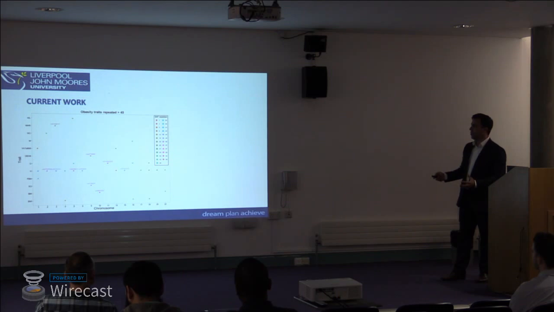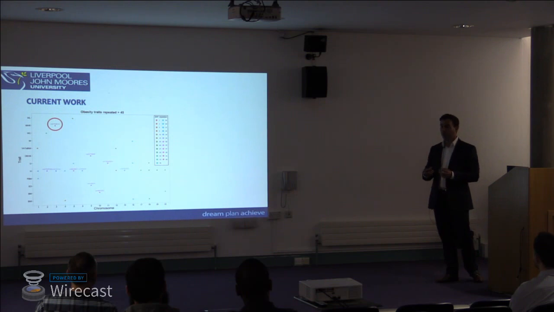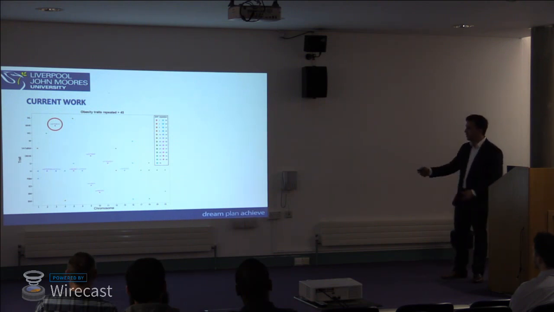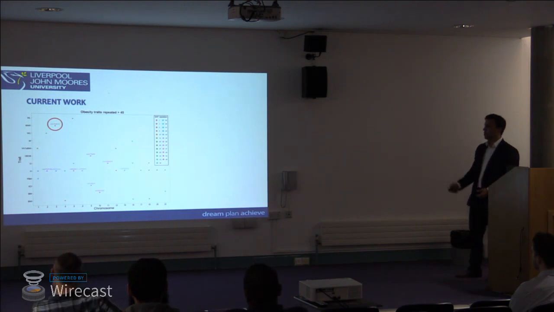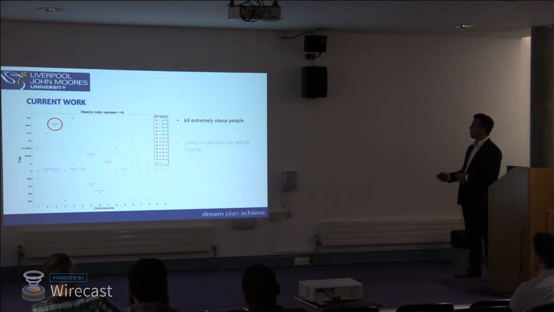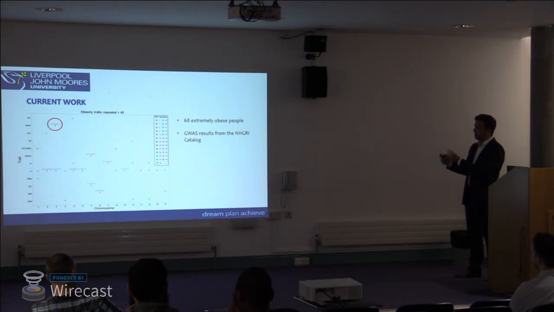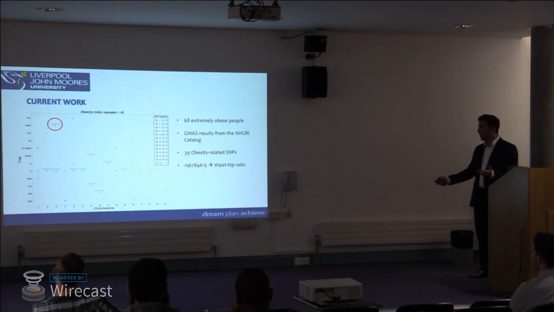So we managed to identify 39, but perhaps the most prominent was this one here in chromosome 3 that was associated to waist-to-hip ratio, a common way of measuring obesity. But we found others. We identified SNPs related to body mass, birth weight, eating disorders, fat body mass, and so on. Okay, so just as a summary, we analyzed 68 extremely obese profiles. We looked for SNPs in those profiles to see if they were indexed in the genome-wide association studies in this catalog. We identified 39 obesity-related SNPs, and the most prominent was this SNP, RS6784615, related to waist-to-hip ratio.